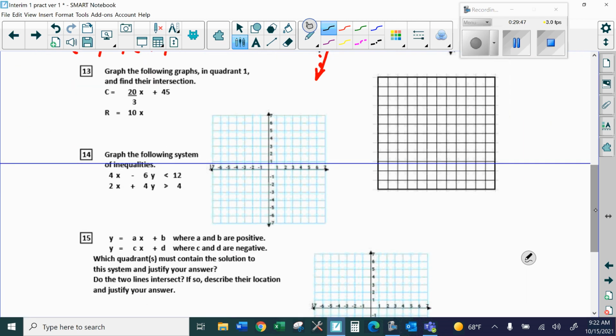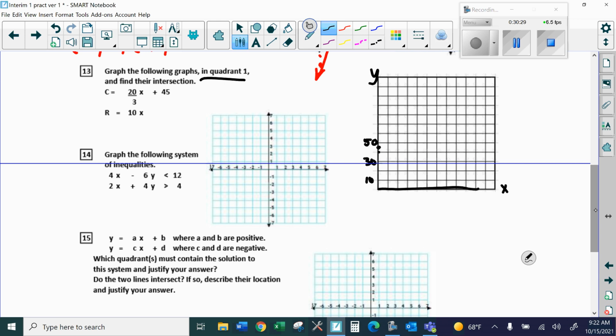Number 13, we have to graph these two. Notice it says in quadrant 1. They're not going to tell you that, but real life problems are in quadrant 1. So I'm making this the y-axis, this the x-axis. You're going to have to fill in your own. Notice I have a plus 45 for the y-intercept. So I'm going to go by tens here: 10, 20, 30, 40, 50. So 45 is right there, halfway in between.